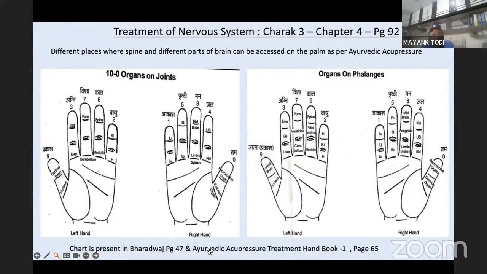So here I have given where this is present. It is in Bharadwaj page 47, handbook 1, page 65. So the spine is here and the spine is here. So this is the entry level, the kindergarten level of treating the spine. So next, I will expand the spine.